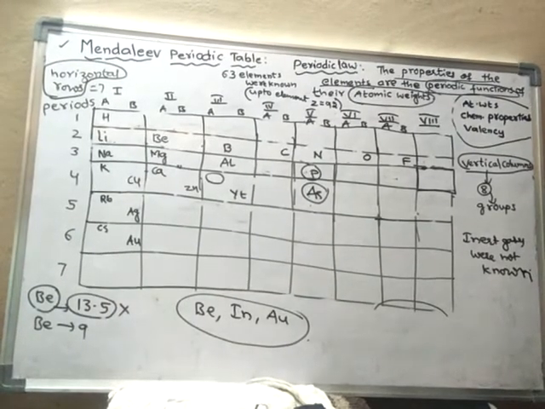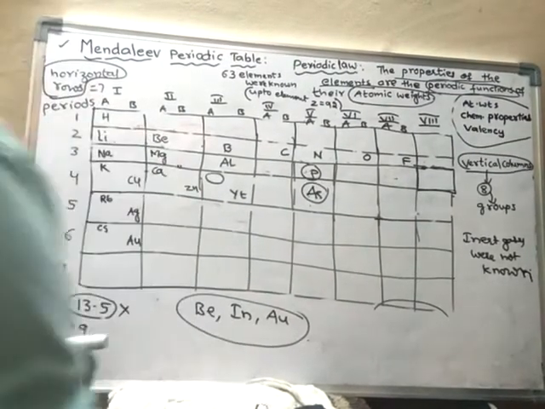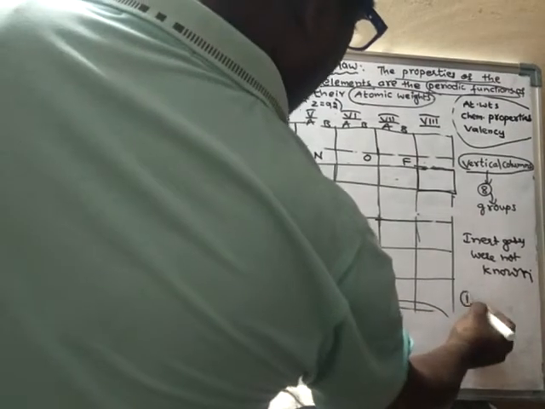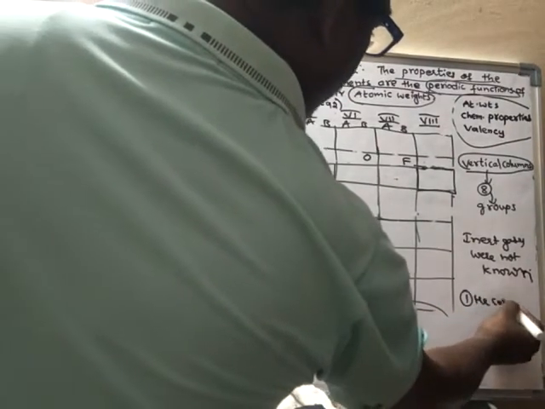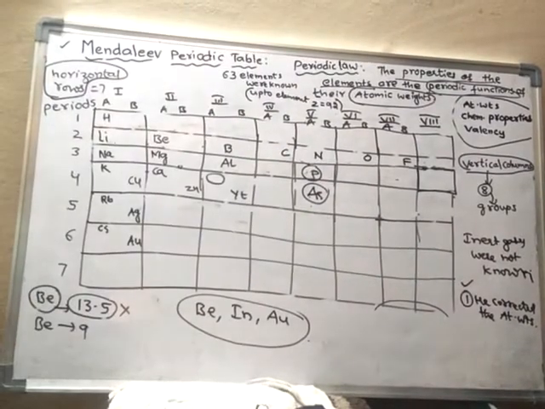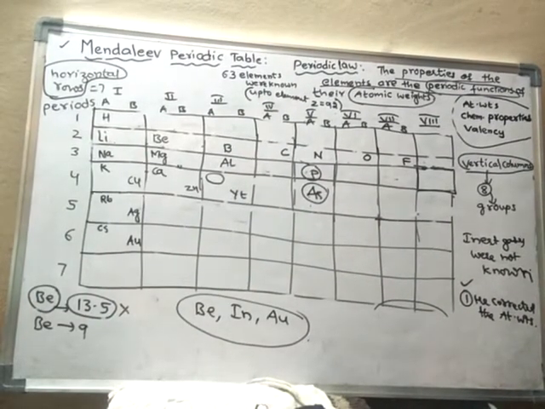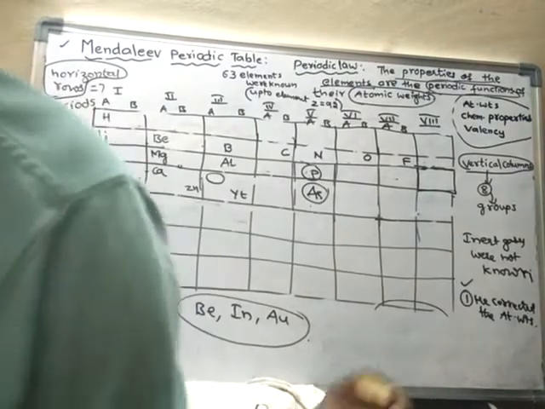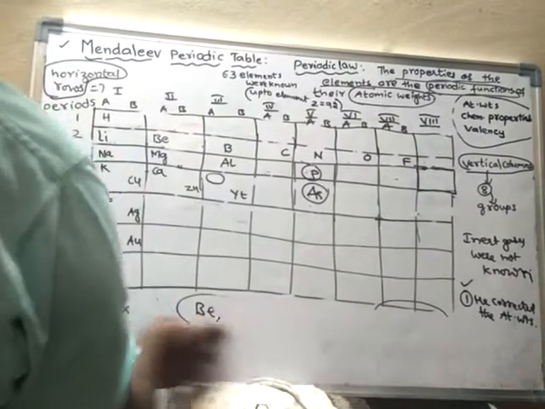And one more thing. So he corrected the atomic weights. This was one of his achievements. And another achievement we will discuss now.